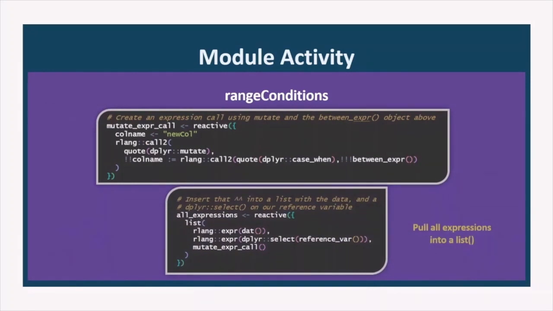All right, so we're going to take that mutate expression call and we're going to insert that directly into a list called all_expressions. Now, what else is included in this list? Well, first we're going to select the data, and then we're going to select the reference variable from that data, and then we're going to call the expressions on that variable.